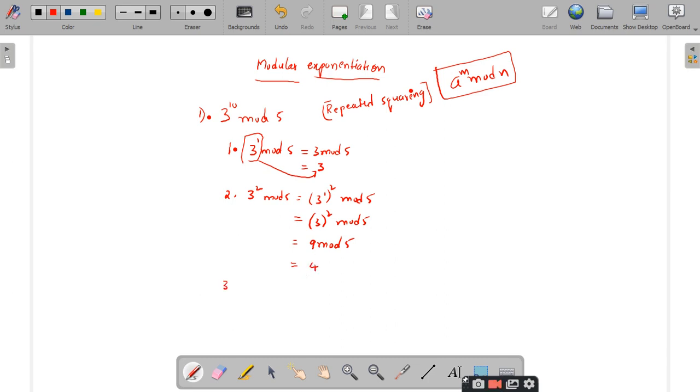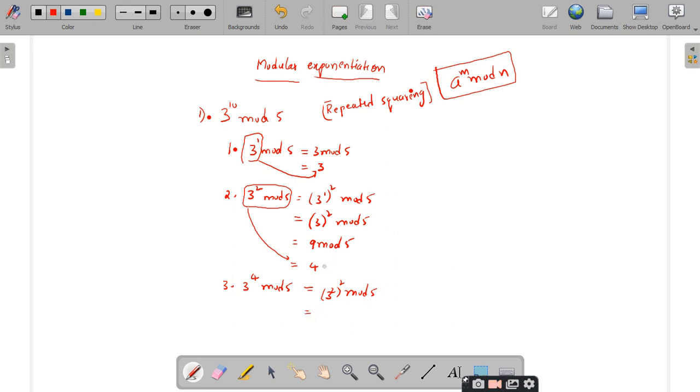So, in the third step, I will square this one. If I square this one, what will I get? It is 3 power 4 mod 5. So, no need to calculate the 3 power 4 value. I have already calculated the value of 3 square mod 5 as 4. So, I can write this 3 power 4 as 3 square whole square mod 5.